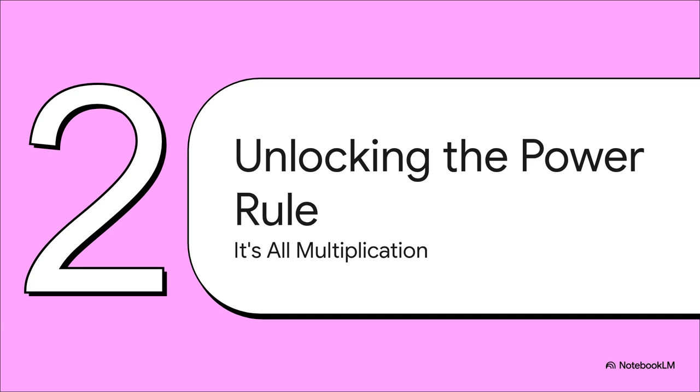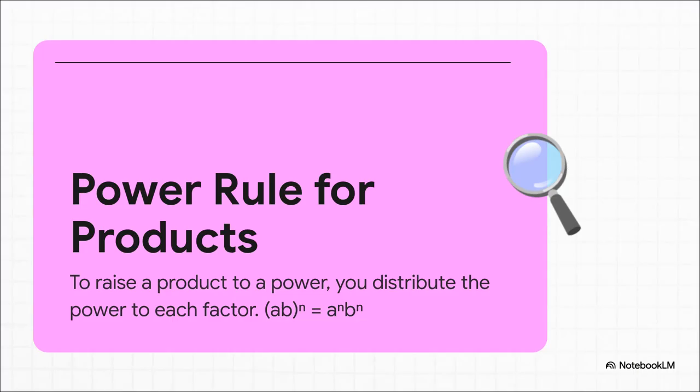Well, to figure that out, we need to unlock something called the power rule. And you're about to see it is all about multiplication. So here's the official rule, the power rule of products. And what it says is that when you have things multiplied together inside parentheses, and that whole thing is raised to a power, then you can distribute that power to each factor. The key word there is factors, things being multiplied together.